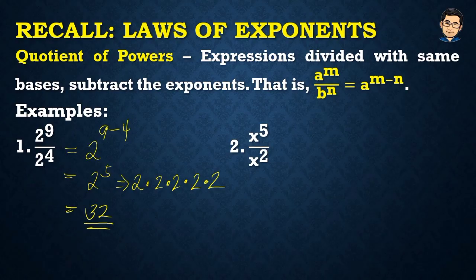Next, x raised to the 5th power all over x squared, that is x raised to 5 minus 2. So 5 minus 2 is 3. So x cubed may be expressed as x times x times x. So our final answer here is x cubed.